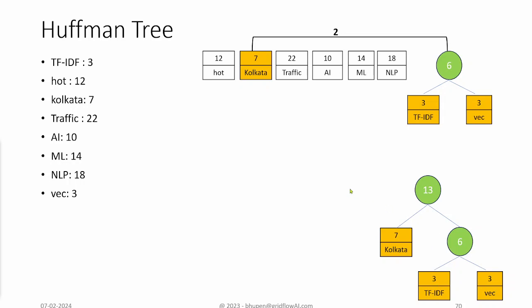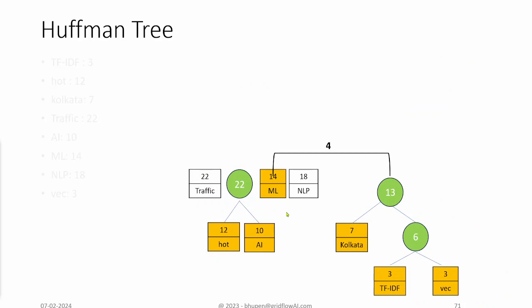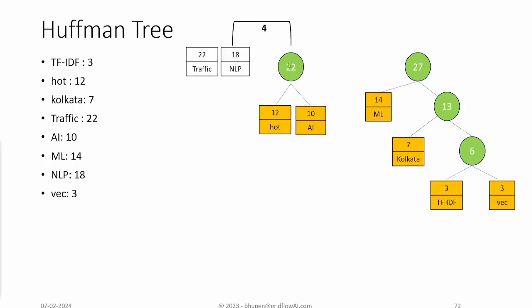Now we're going to repeat the same thing again. Bring the leftover words here, and again choose the pair of tokens which are the least in frequency. That's 10 and 12, AI and hot. In the next slide, we will put them together and form the tree here. So this is 10 and 12, and that's 22 now.